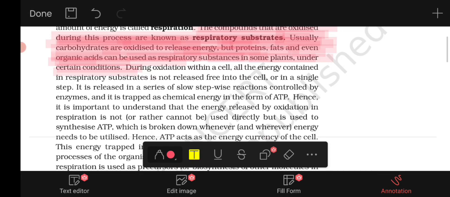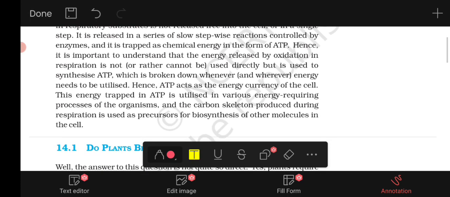The energy which you get after breaking the bond is stored in the form of ATP. You can't directly use it, and this ATP is broken down whenever the energy needs to be utilized. Hence ATP acts as the energy currency of the cell. This you all know. And mitochondria is called the powerhouse of the cell. The energy trapped in ATP is utilized in various energy requiring processes of the organisms, and the carbon skeleton produced during respiration is used as a precursor for biosynthesis of other molecules in the cell.